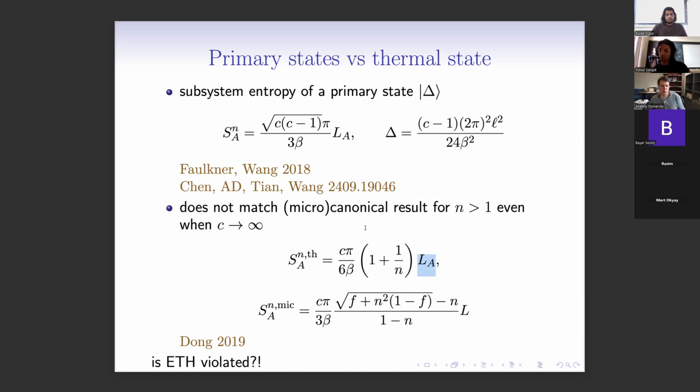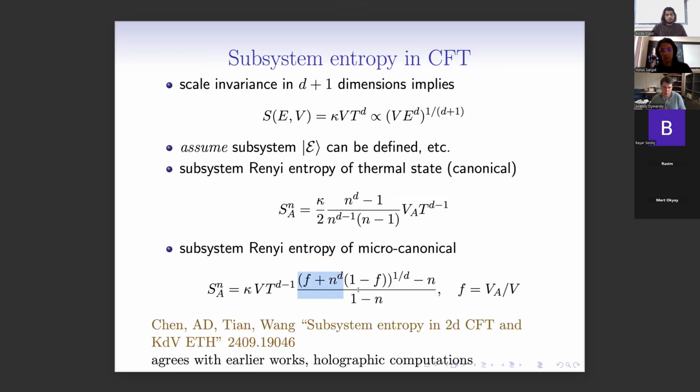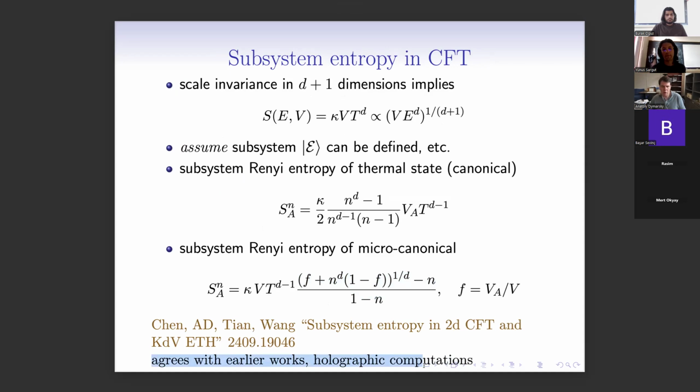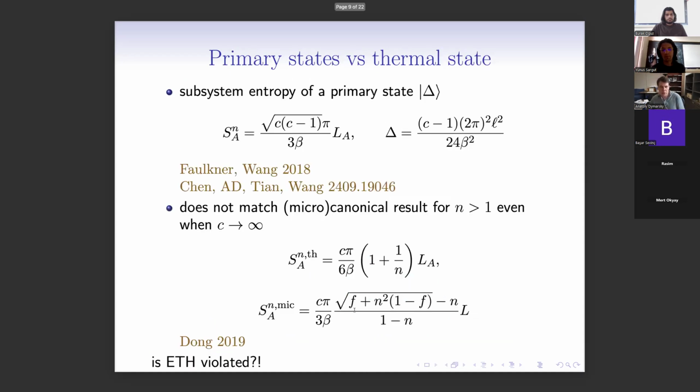But in any case, if you compare with canonical or microcanonical, both are dependent on index. This is not index dependent. By the way, I mentioned on the previous slide, this formula is exactly the same formula for the microcanonical entropy, just in case of two dimensions. And here I'm quoting much earlier work by Shidon, who calculated that holographically. That's what I meant here, that it disagrees with the earlier works, including holographic computations. So Shidon calculated this holographically, and there is a discrepancy between this and this.